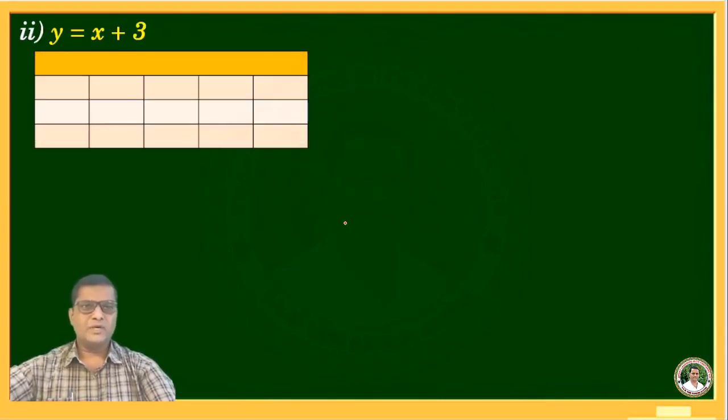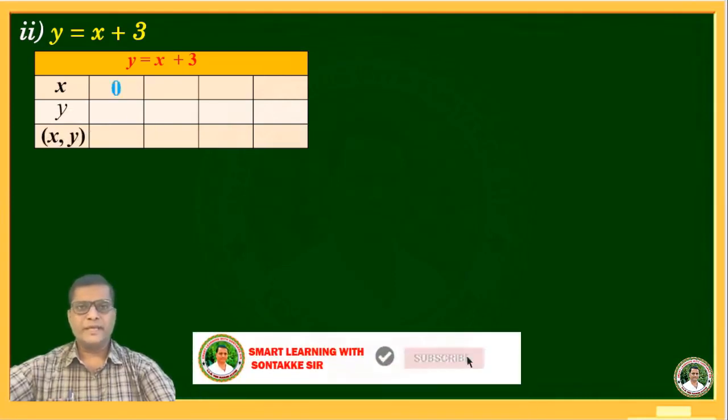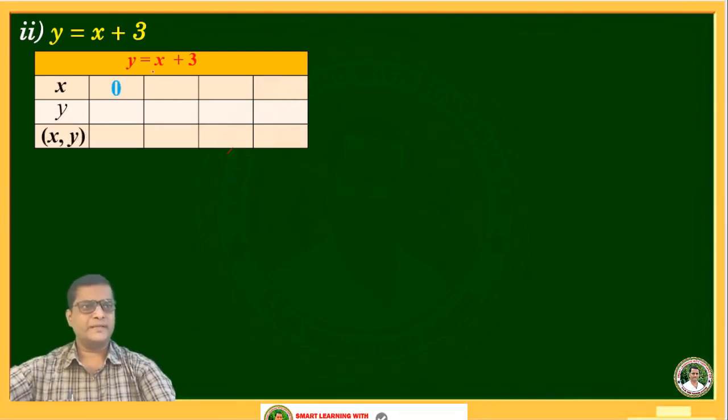The second equation given is y is equal to x plus 3. In the same way, draw a table for the equation y is equal to x plus 3. In this we will take any value of x, then we will get the value of y and the coordinates. Suppose first the value of x is 0, I am writing it directly here, then y is 3. Therefore, the coordinates of the point are (0, 3).